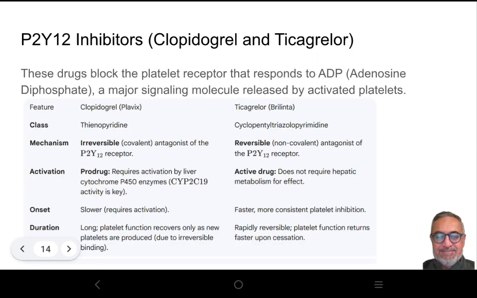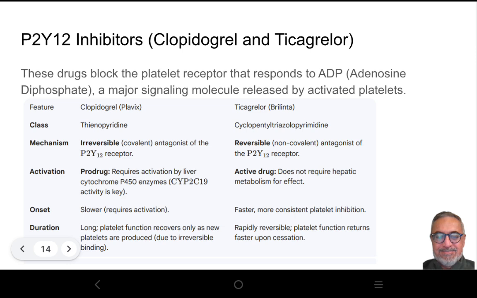Moving on to the P2Y12 inhibitors, Plavix and Ticagrelor. Plavix is a thienopyridine. Its mechanism of action is irreversible. Therefore, it works for 7 to 12 days. It's a prodrug, requires activation. The activating pathway is genetically mediated. Some people are Plavix resistant as they cannot metabolize Plavix. Onset of action is slower and duration is long.